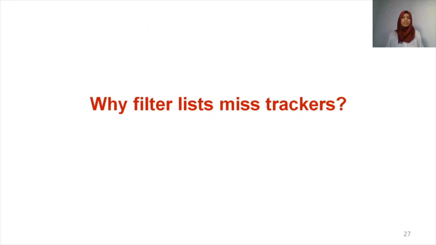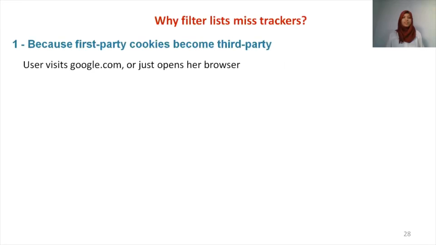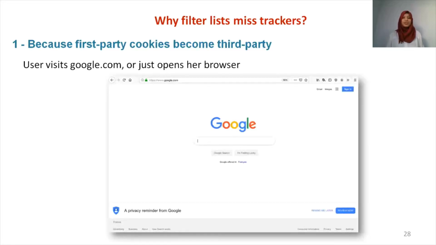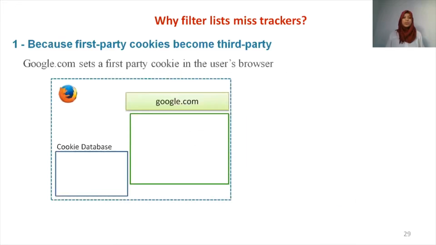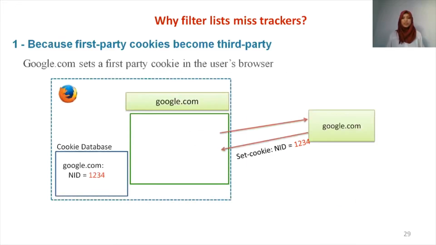So next, we want to understand why filter lists miss those trackers. The first reason is the usage of first-party cookies in a third-party context. Let's take this example. Let's say that the user visits google.com or just happened to open her browser. If you're using the Chrome browser, then google.com will be your page by default. What happens is that a request will be sent to google.com to fetch the content. Google.com will then set a first-party cookie in your browser, an ID cookie.